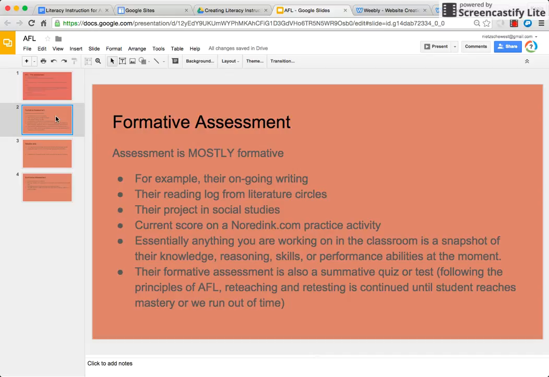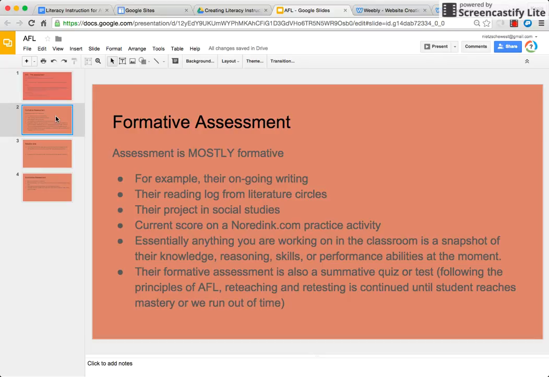Formative assessments are the assessments I use most of the time. I think most assessments are formative. For example, ongoing writing is formative. You're constantly checking to see if they need more instruction, or if they've reached the target, or if they're consistently using the skill. Reading logs from literature circles are a reading assessment for formative purposes, because you can teach predicting in a mini lesson, modeling, and think aloud, and then you can see if they're actually doing it in their logs. Or you can observe them and annotate some notes about whether or not they're doing that in their discussions.